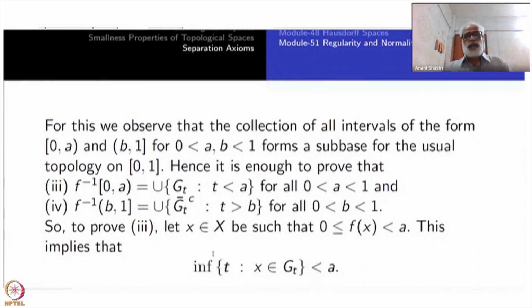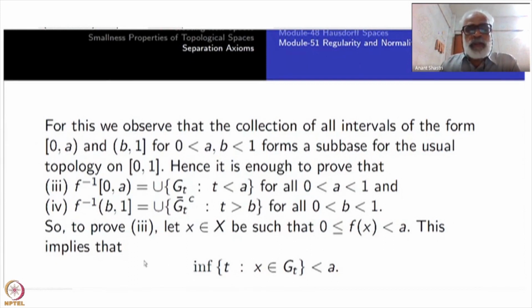All right, let us prove 3. Take a point x such that it is on the left-hand side. What is the meaning of that? f of that x is strictly less than a. Of course, it's always bigger than or equal to 0.